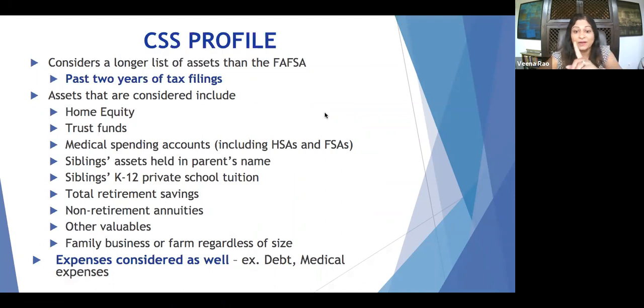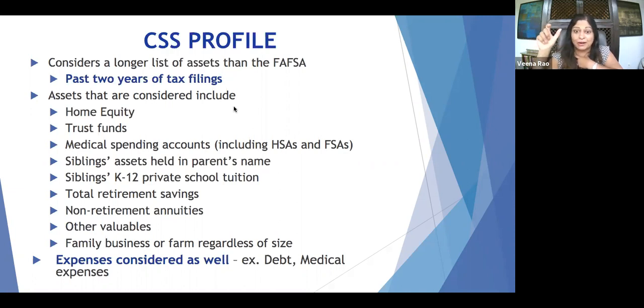Well, the FAFSA only requires you to submit information about one year's worth of tax returns. The CSS Profile asks you for two years' worth of filings. And in addition to all the asset information they're asking for, they're looking for information about whether other children are attending a private school in terms of K through 12. Do you have assets that are in the siblings' names? They're looking at all of your business information as well.